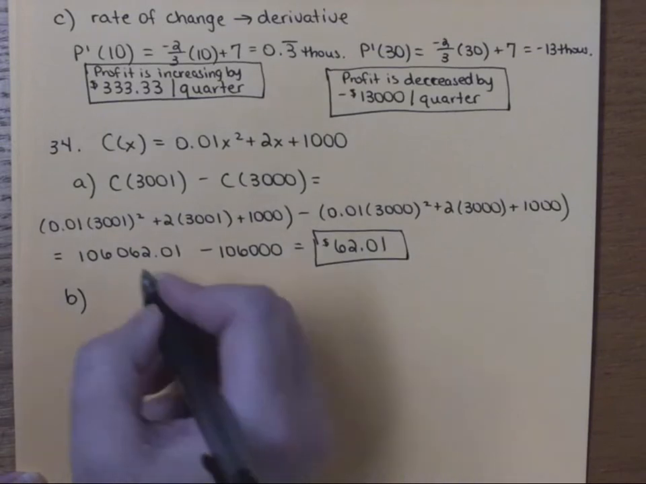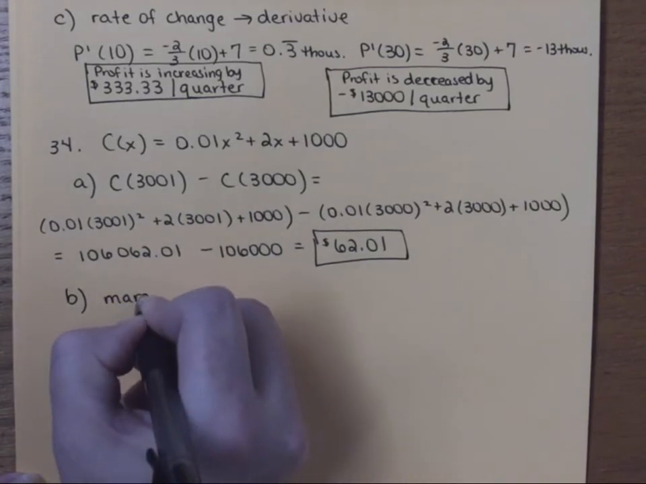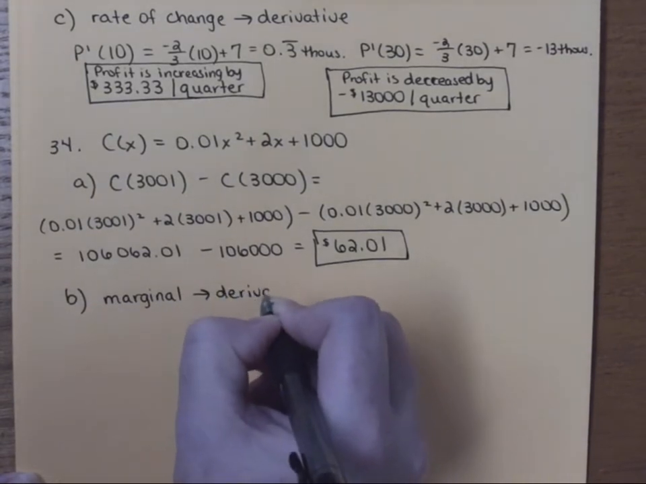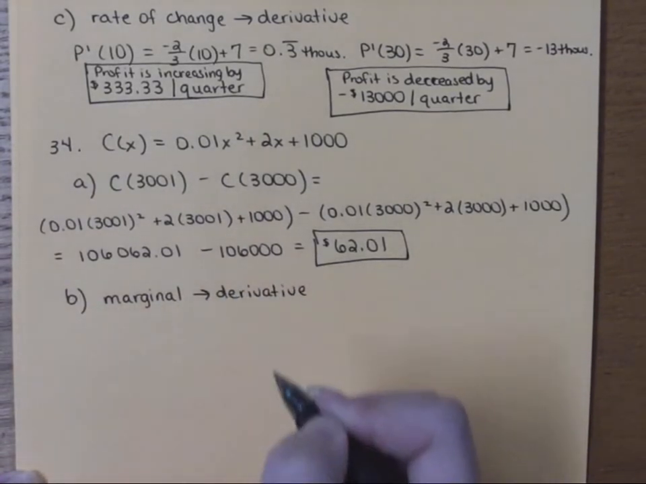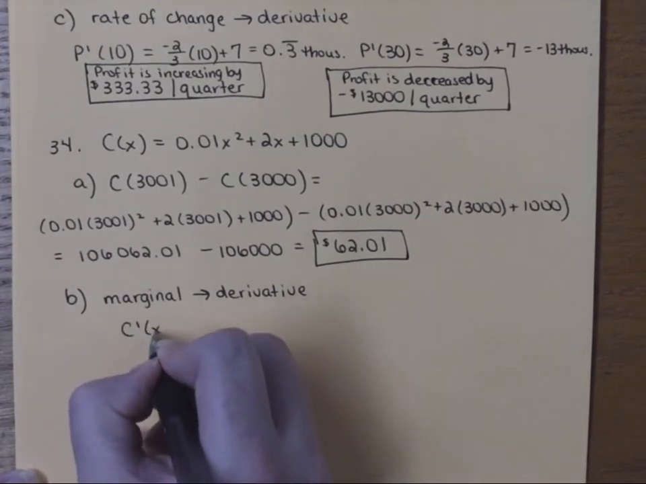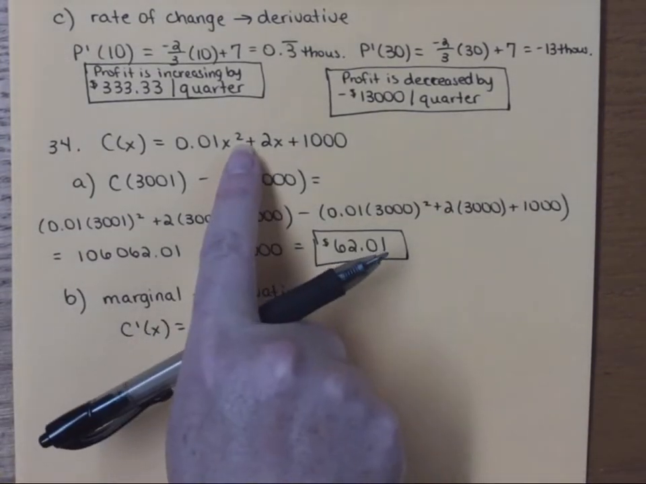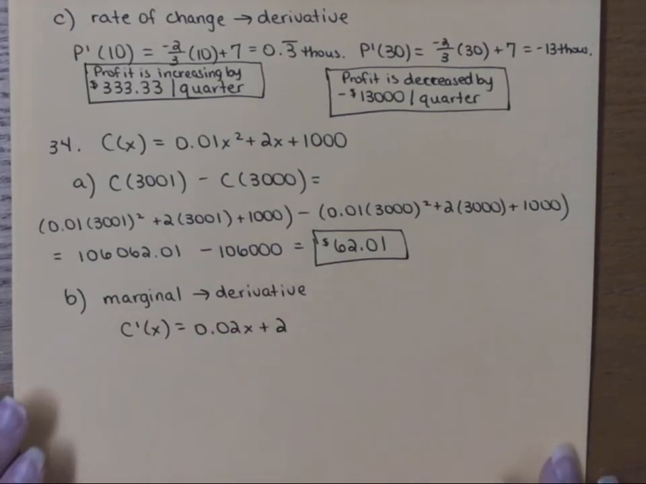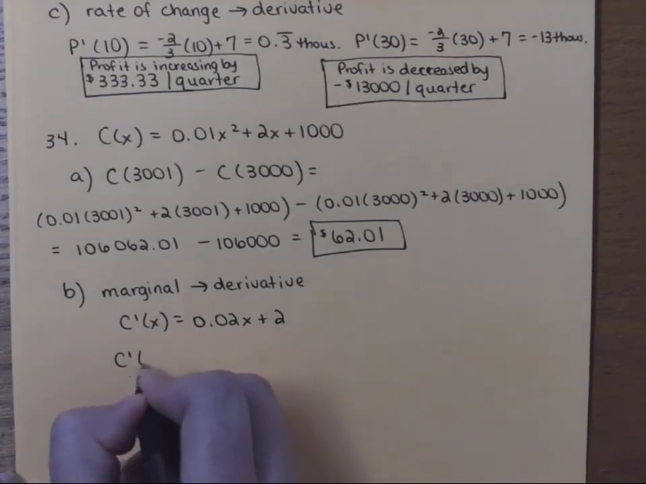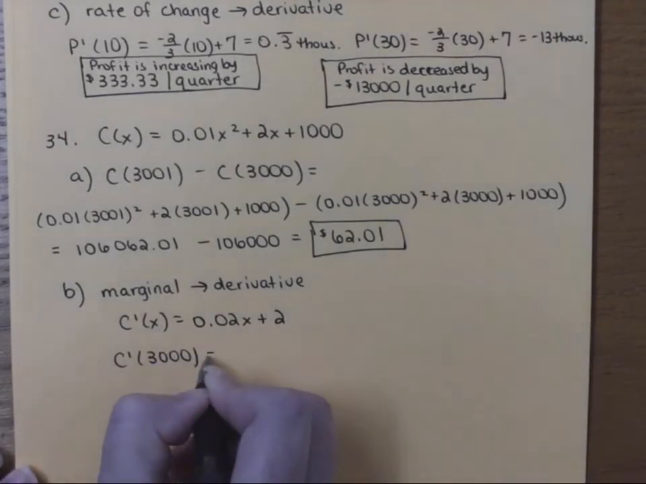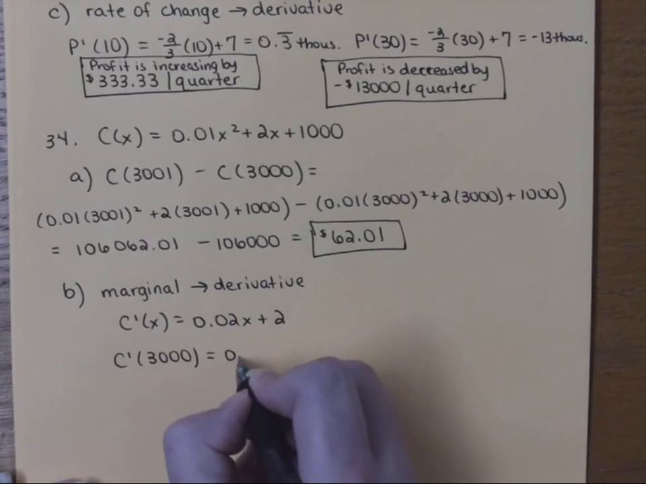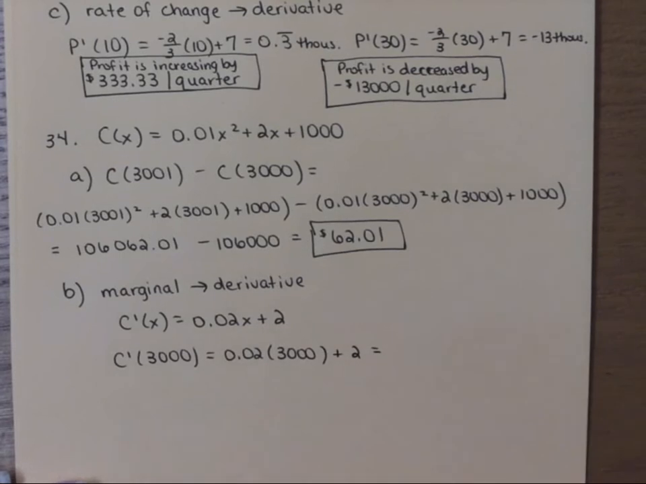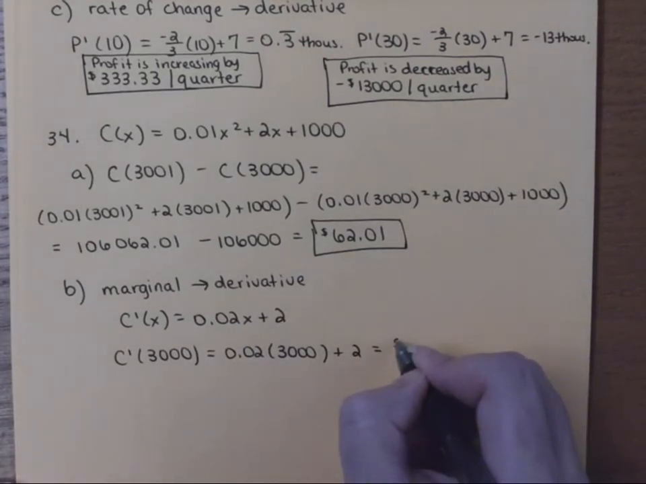And then part B says to find the marginal function. So marginal means derivative. Okay, so let's find the derivative function. If we move the power out to the front, we have 0.02x plus 2. And notice it told us to find C prime of 3,000. So we're going to do 0.02 times 3,000 plus 2. And if you do that, you just get $62 even.